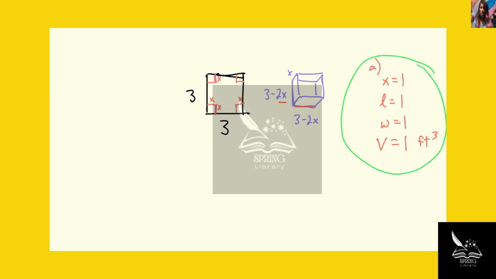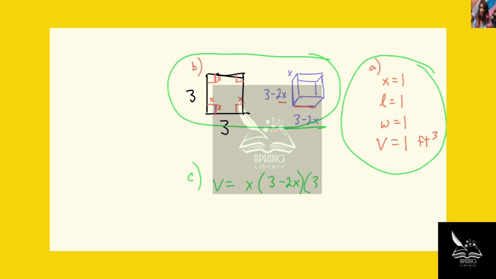But then on letter B, I guess that's kind of what I did up here. I just rename that. I think that my picture is kind of like letter B. So then on letter C, we can create the equation for the volume by using this length times width times height, and x times 3 minus 2x times 3 minus 2x.